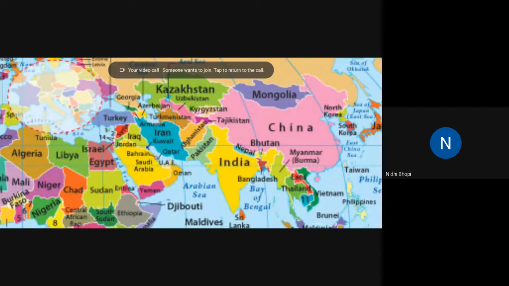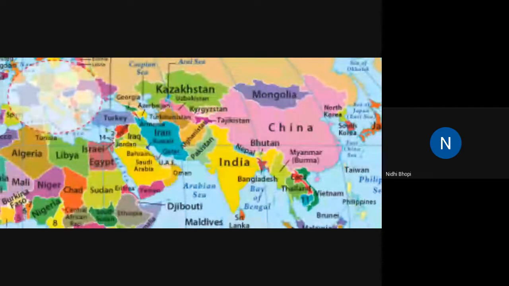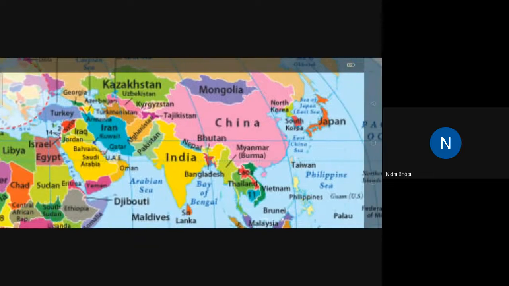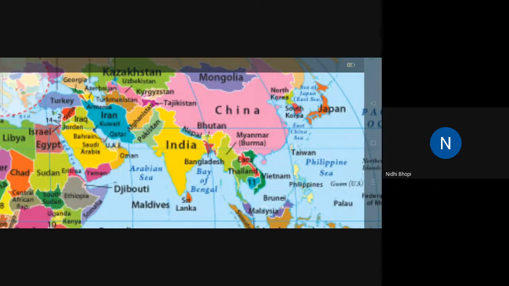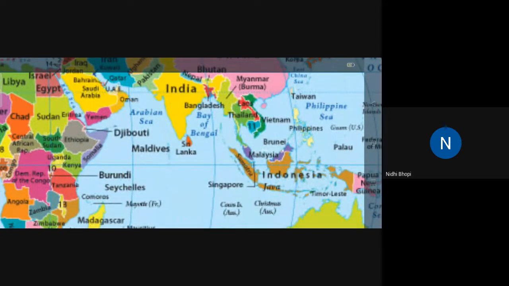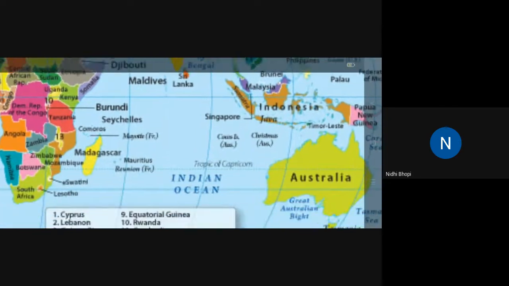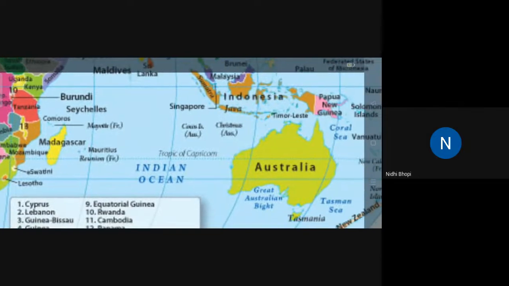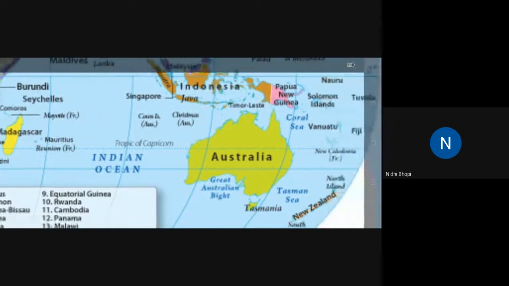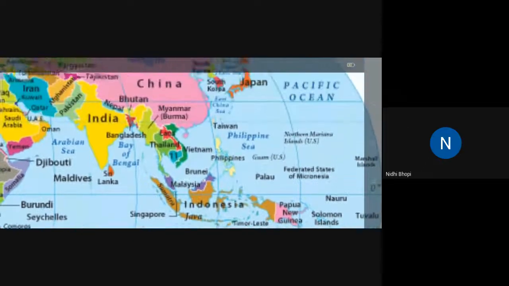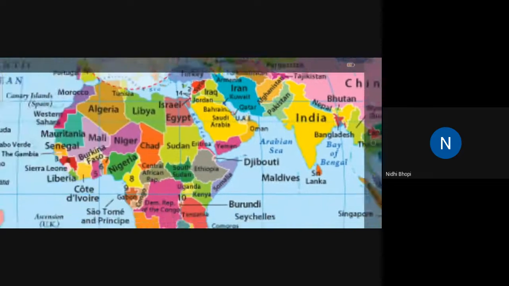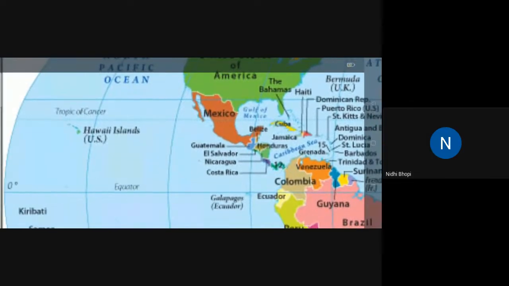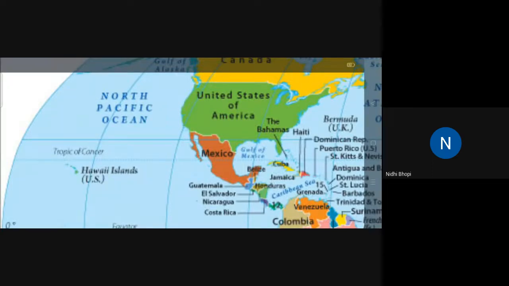Isn't it? This is India. We had Nepal, Bhutan, almost all the neighbors of India, Pakistan, Afghanistan, Bangladesh. We had Sri Lanka down. Then the Far East, we have China, we had Myanmar, we had Thailand, Japan, Taiwan, Philippines, Brunei, Malaysia, Indonesia. Then we had Australian continent. Only Australia, we had New Zealand over here, and this is the ending. You can see Pacific Ocean this side also, and Pacific Ocean on this side also. Isn't it? Hawaii Islands are there.